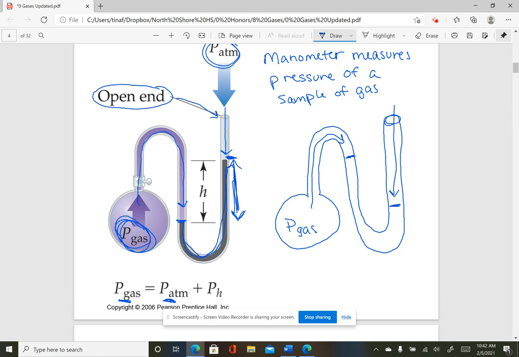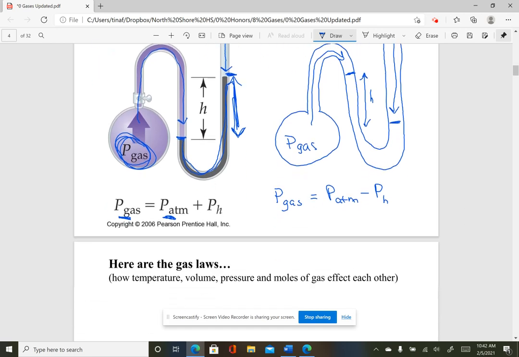So to calculate the pressure of a gas when the manometer looks like this, when it's lower at the end, we actually do the pressure of the gas equals atmospheric pressure minus the height. Because the gas inside is not as strong as the atmospheric pressure. And when I'm talking about the height, I'm still talking about this difference, but now you're subtracting it, okay? So that's for a specific gas.